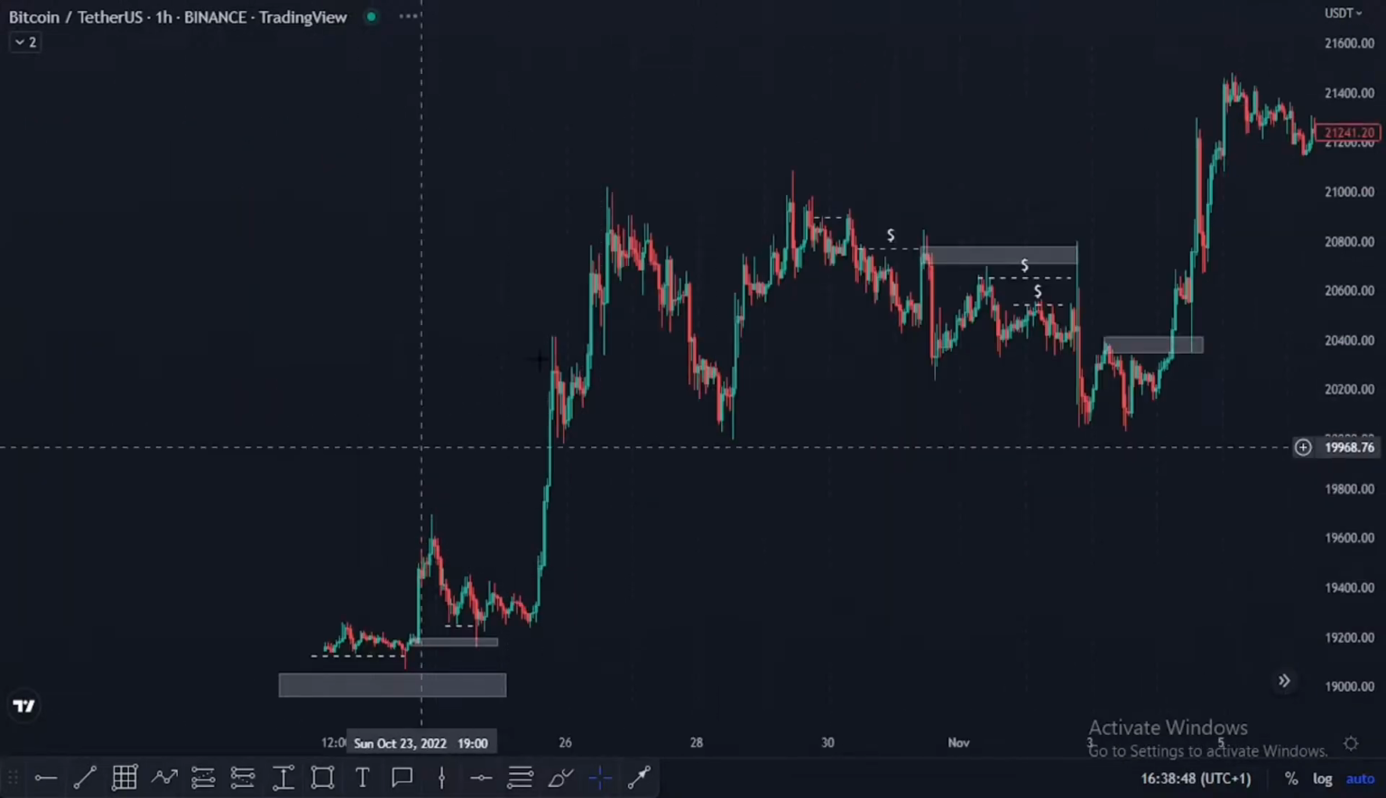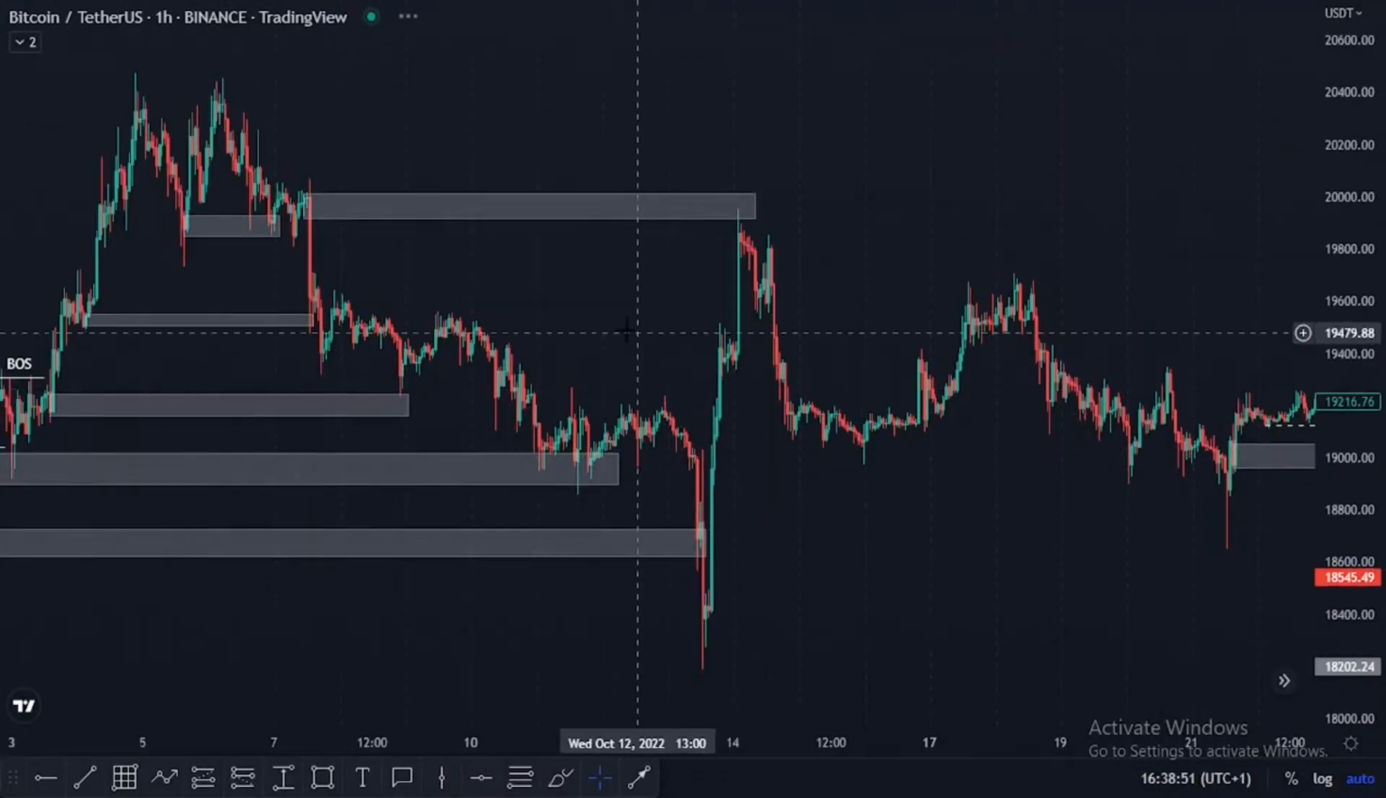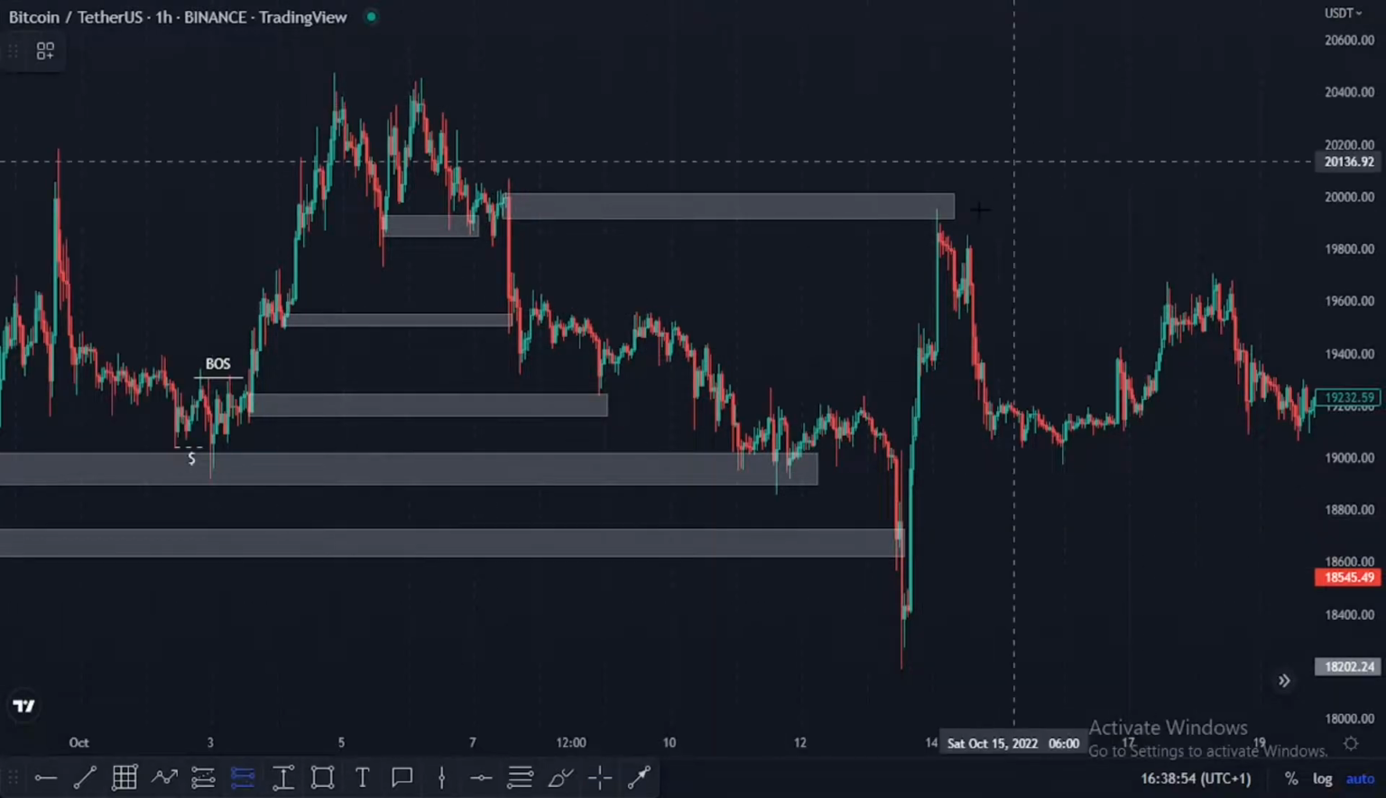The only way I'm using a 5 stop loss is not because I'm rushing to enter every single trade at every single point of interest. No.